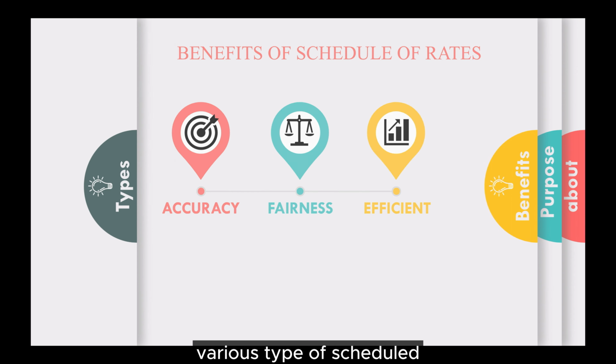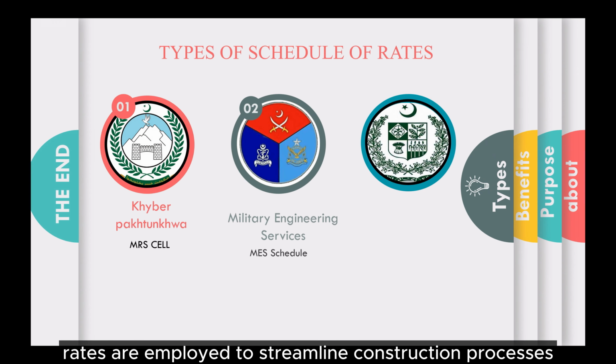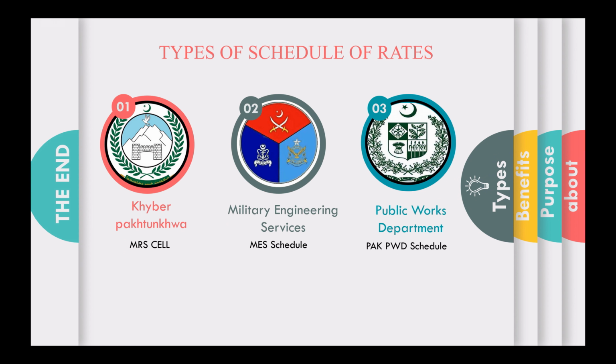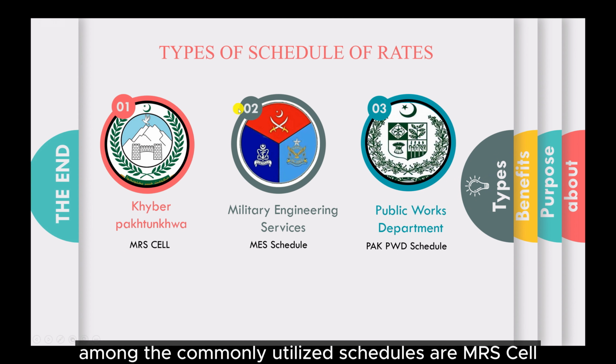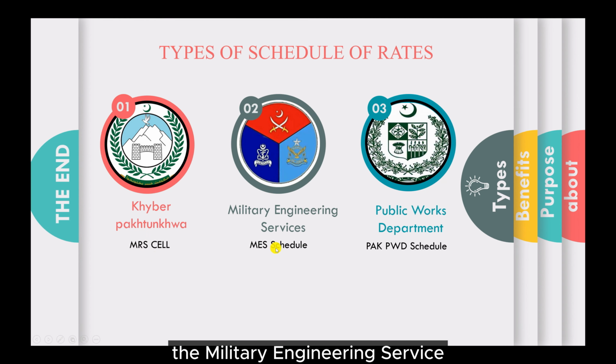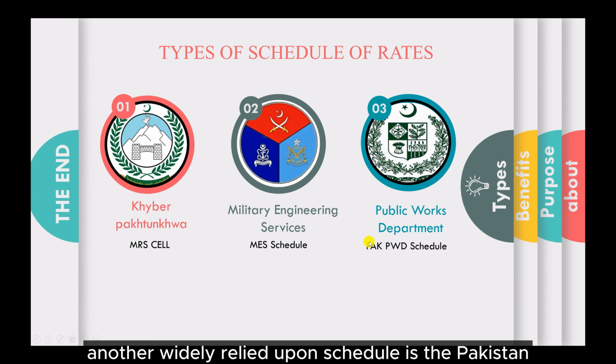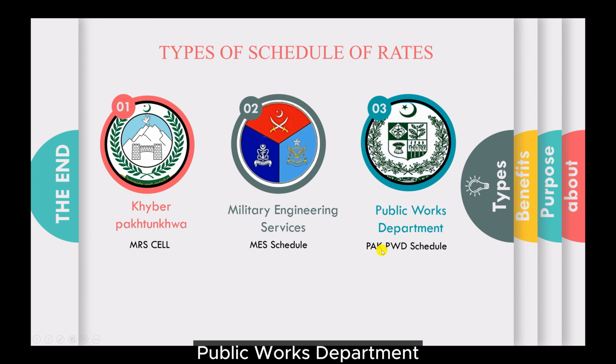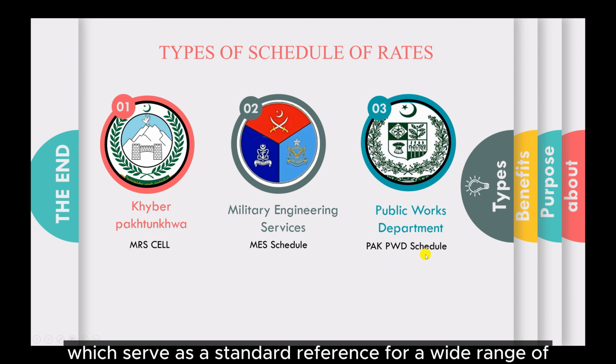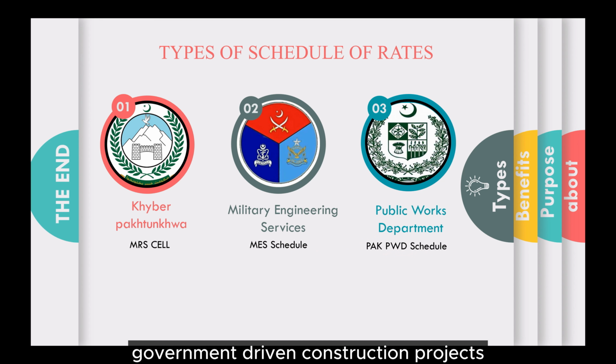In Pakistan, various types of schedule of rates are employed to streamline construction processes and ensure uniform costing. Among the commonly utilized schedules is MES, the Military Engineering Service, which holds significant importance, particularly in projects related to defense and security infrastructure. Another widely relied upon schedule is the Pakistan Public Works Department, which serves as a standard reference for a wide range of government-driven construction projects.